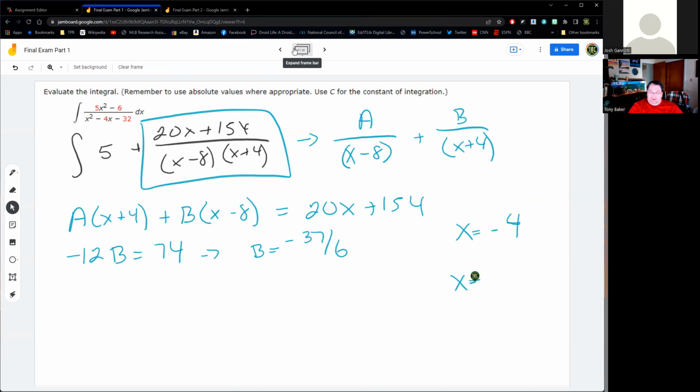And if I make x equals 8, remember, all I'm doing is just switching the ones in the parentheses to get rid of it. So I get 12A equals 314. So A equals 157 over 6.